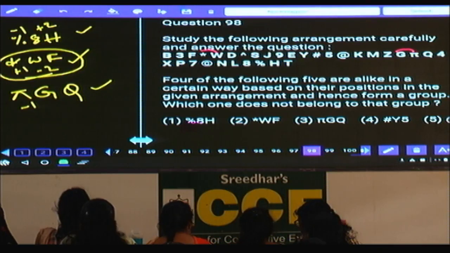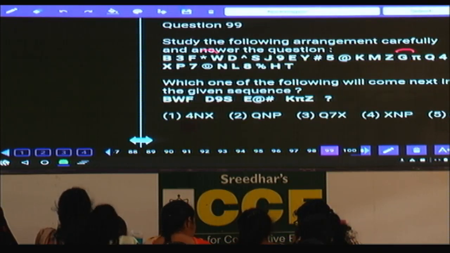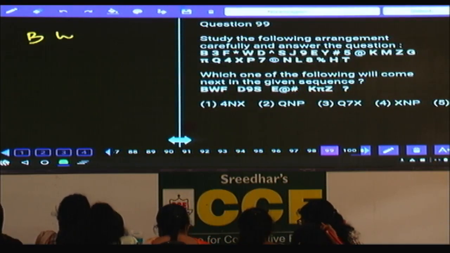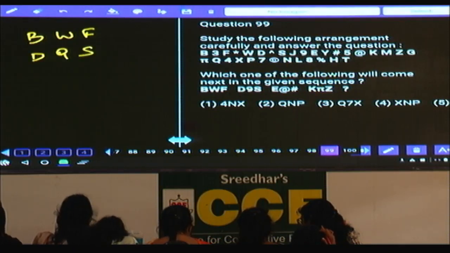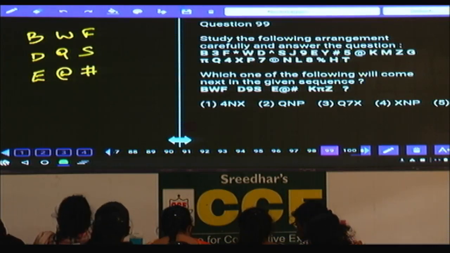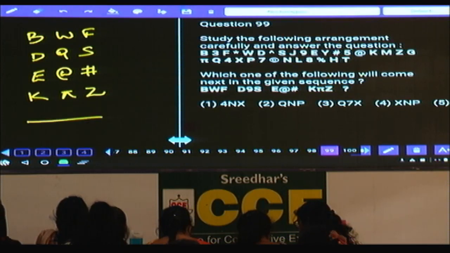Okay, next one, 99. Now in this 99, which of the following will come in the sequence? Now in this sequence: B, W and F; D, 9 and S; E, at the rate of, hash; and K, pi and Z. Now first elements: B, D, E and K.